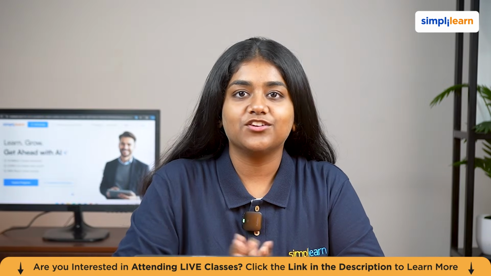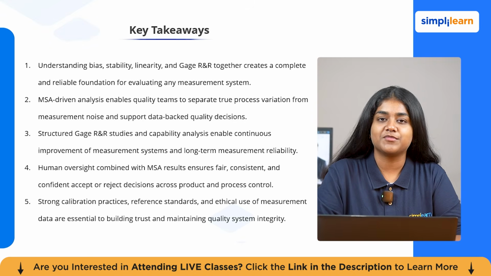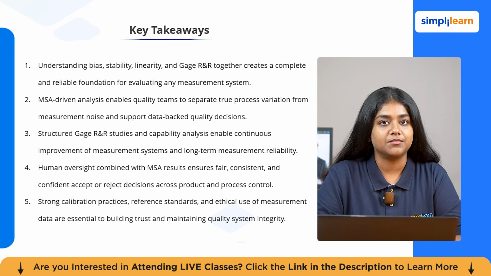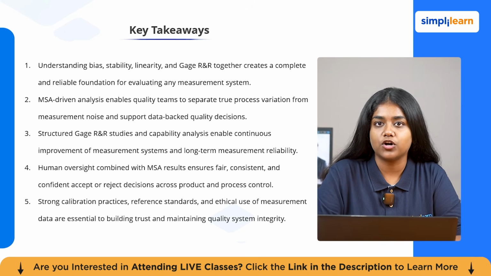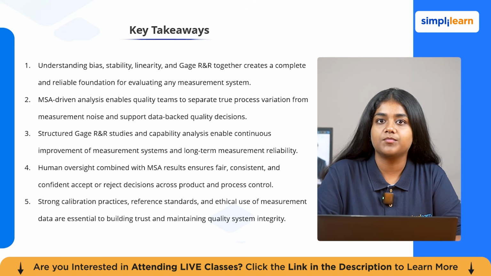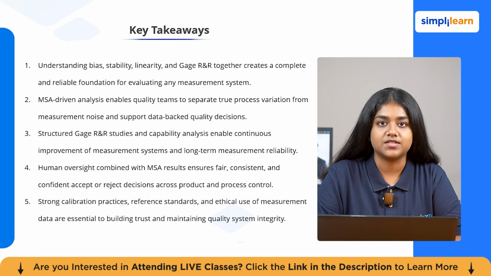Now, as we come to the end of this course, let us briefly recap what we have covered. We have looked into the core principles of measurement system analysis and understood how MSA helps us evaluate whether a measurement system is accurate, consistent, stable, and reliable for quality operations. We also learned how MSA-driven analysis helps quality teams separate true process variation from measurement noise. This is important because quality decisions should be based on actual process performance and not errors or inconsistencies in the measurement system. By using reliable measurement data, teams can make stronger, data-backed decisions.